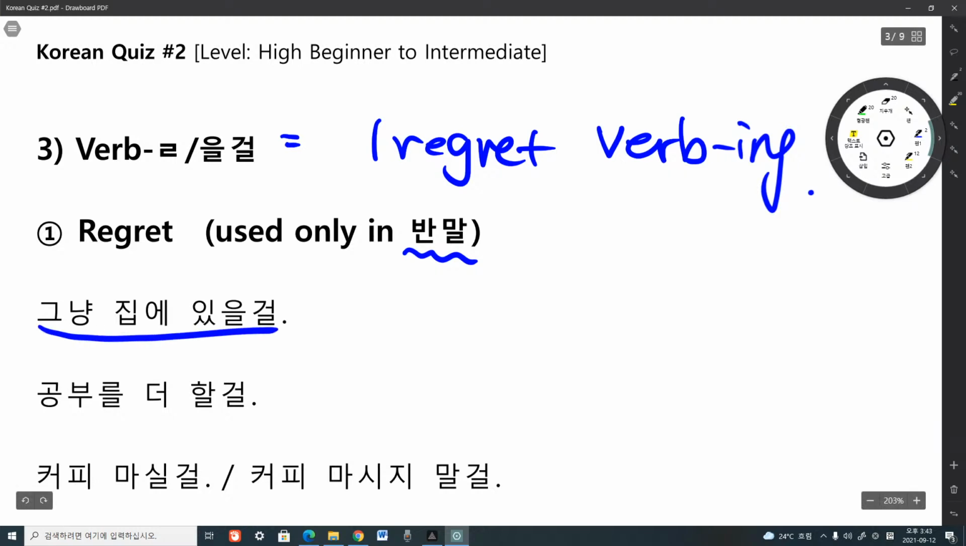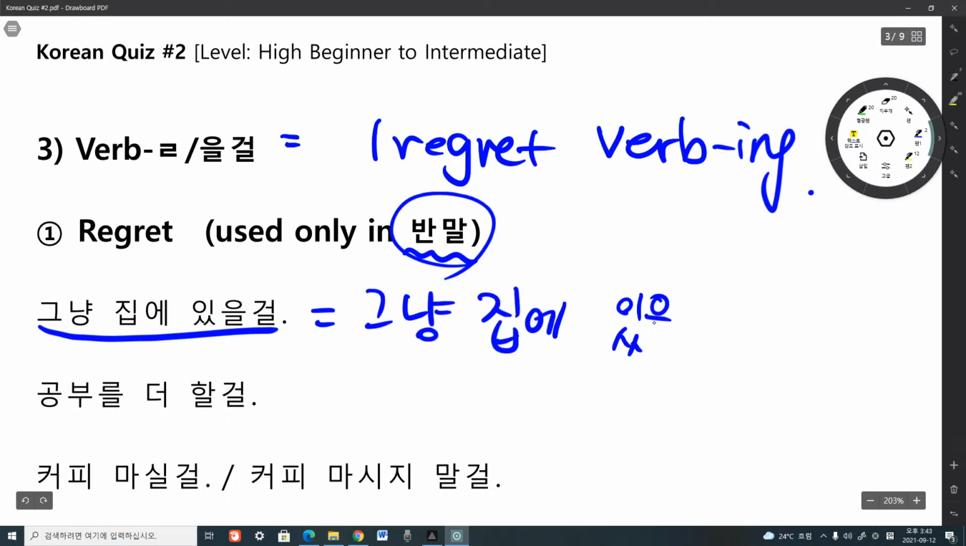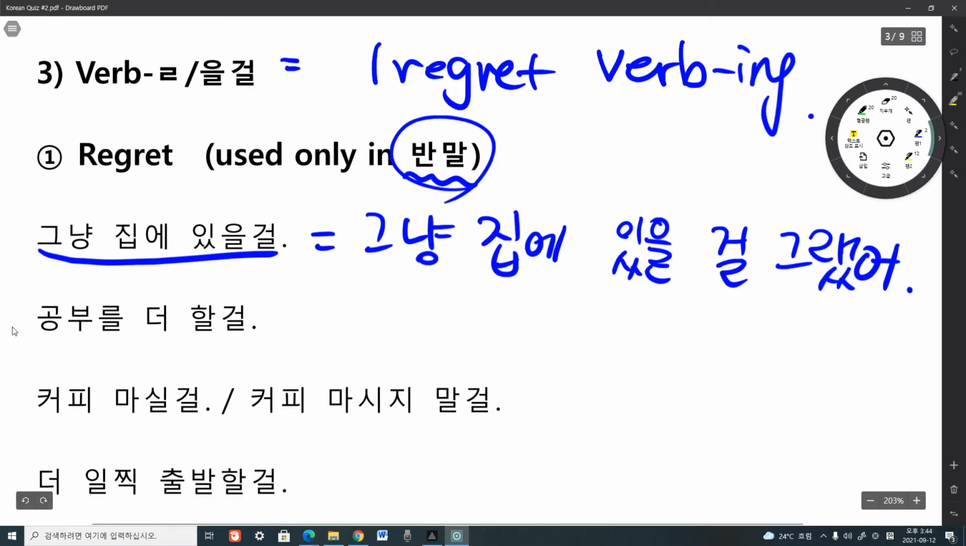So 그냥 집에 있을 걸. It means I should have just stayed home. So you're talking about your regret in 반말. 그냥 집에 있을 걸. 이거를 이렇게 써도 돼요. 그냥 집에 있을 걸 그랬어요. 그랬어, since it's 반말. 이런 식으로 써도 되고요. 또 공부를 더 할 걸. You can guess what this means, right? 공부를 더 할 걸. I should have studied more.